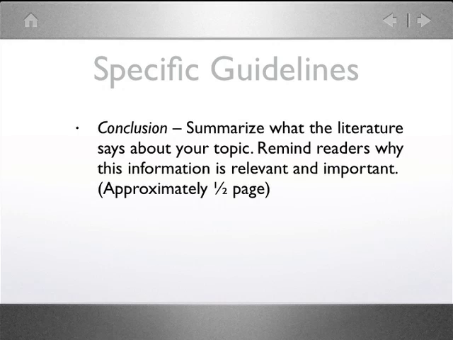Then in the conclusion, you want to summarize what the literature says about your topic or topics. Remind the readers why this information is relevant and important, and this will be about a half a page as well. If I didn't mention it concerning the body, typically we're looking at 2 to 3 pages there. So overall, you're going to have a 4 to 5 page paper, not including the title page or the works cited page.